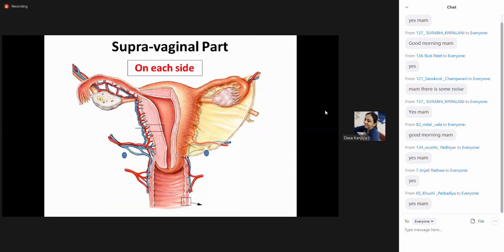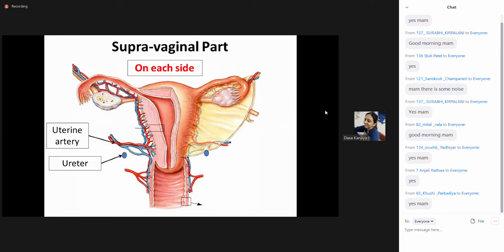On each side, or the lateral aspect, here you can see the two different parts. This is the supravaginal part and vaginal part. So laterally, on each side, it is related with the ureter. So these two rounded cut sections are of the ureter. Above and in front of the ureter, there are the uterine vessels.